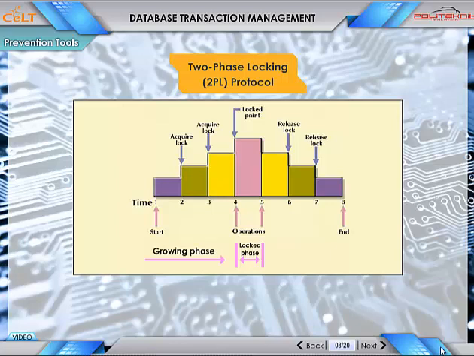The growing phase, in which a transaction acquires all the required locks without unlocking any data, is shown in this figure. Next, phase 2, the shrinking phase, is when locks are released and no locks are acquired. The shrinking phase, in which a transaction releases all locks and cannot obtain any new locks, is shown in this figure.